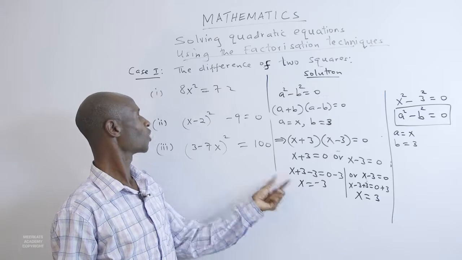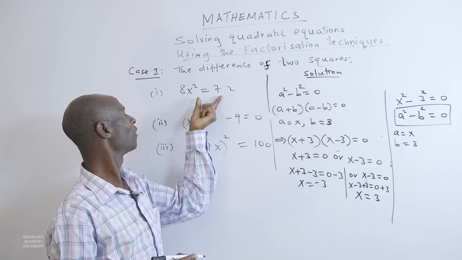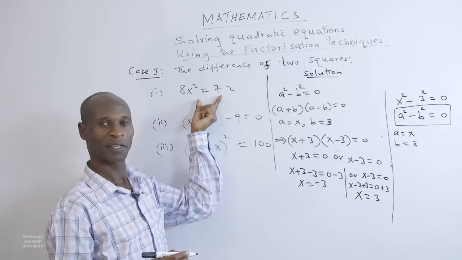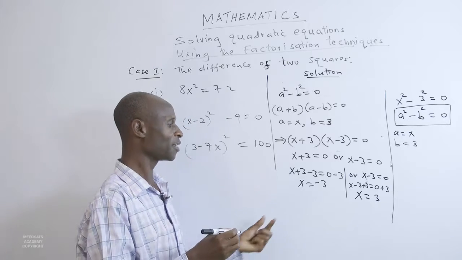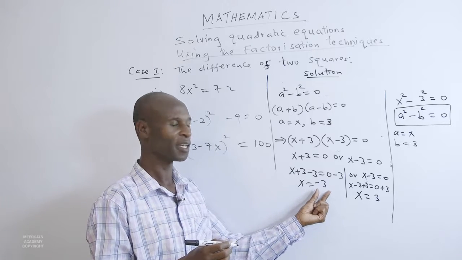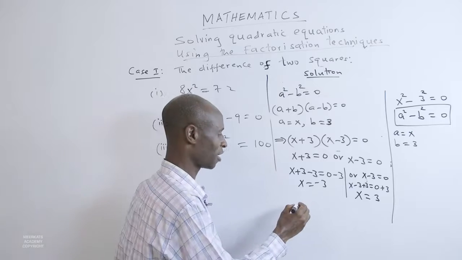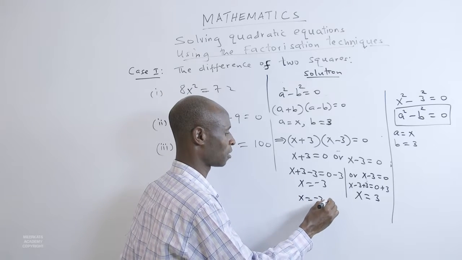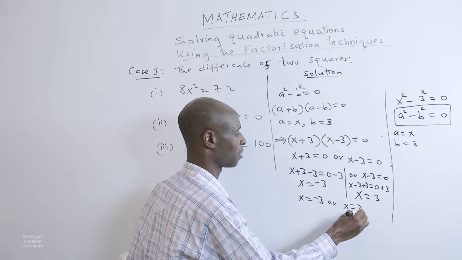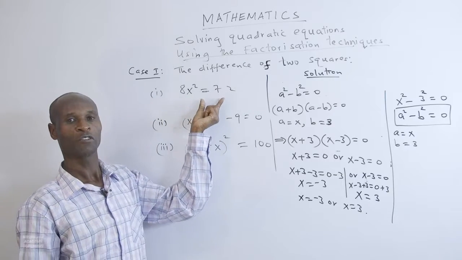So that means the solution to the first quadratic equation is x is equal to minus 3 or x is equal to 3. That is the solution for that case.